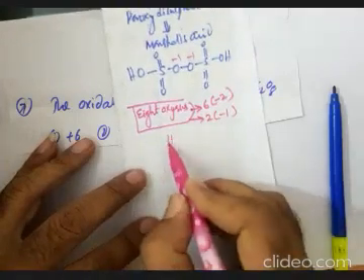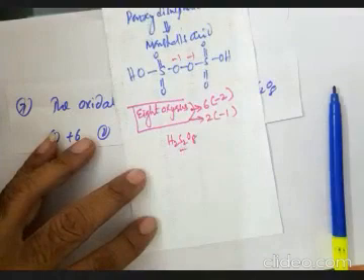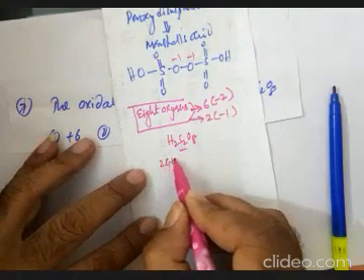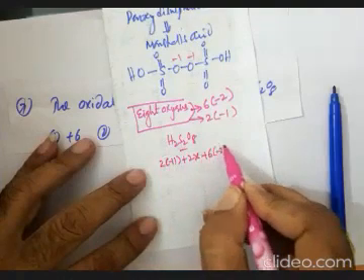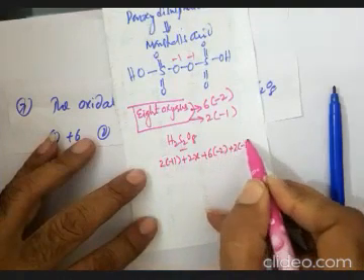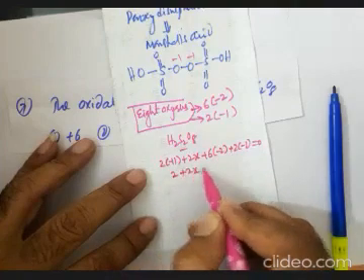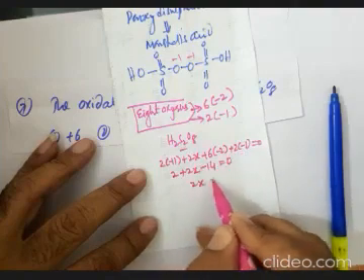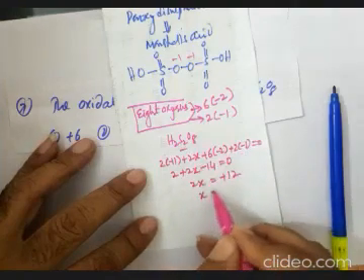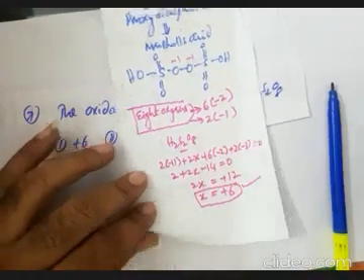Now you can calculate H2S2O8. In H2S2O8, 2 into +1 plus 2x plus 6 into -2 plus 2 into -1 is equal to 0. 2 plus 2x minus 12 minus 2 is equal to 0, 2x minus 12 is 0, 2x is equal to +12, x is equal to +6 is the answer. Okay, check once.